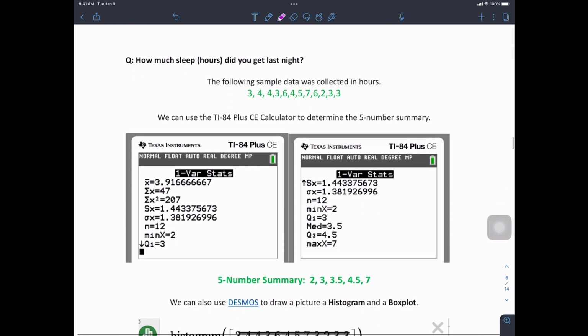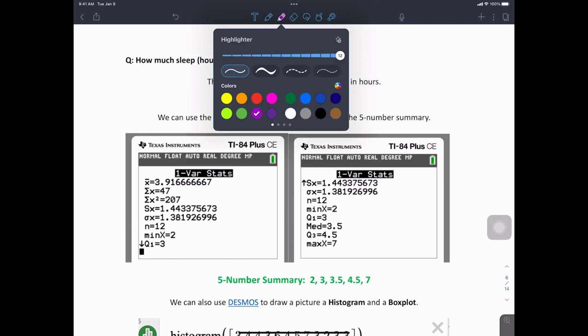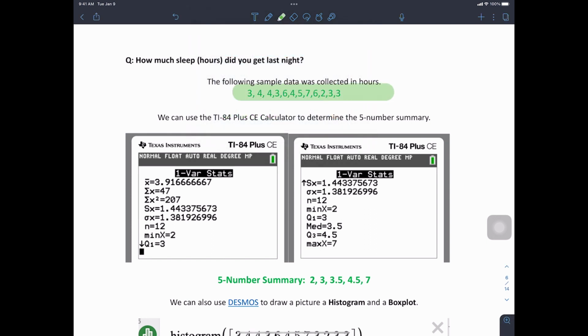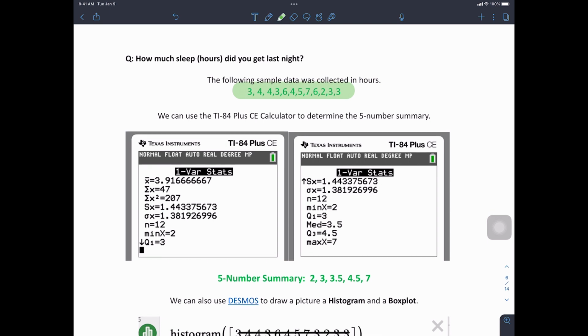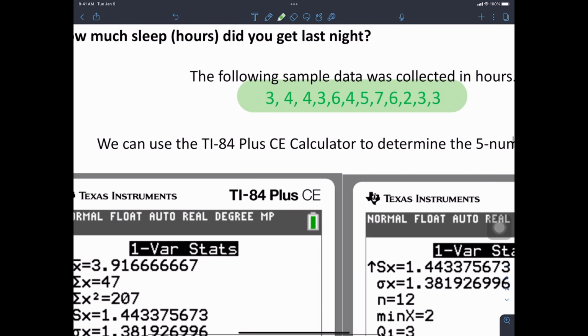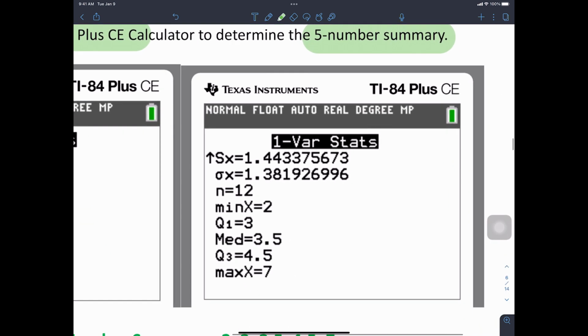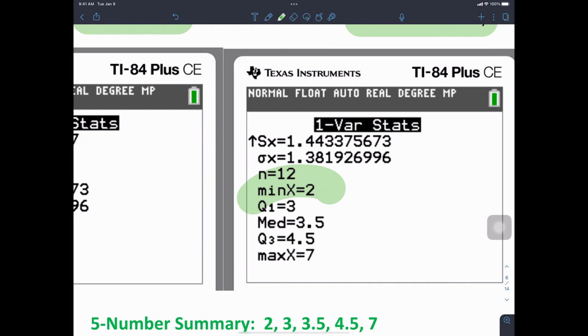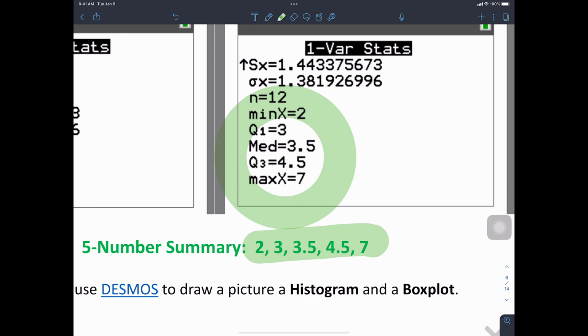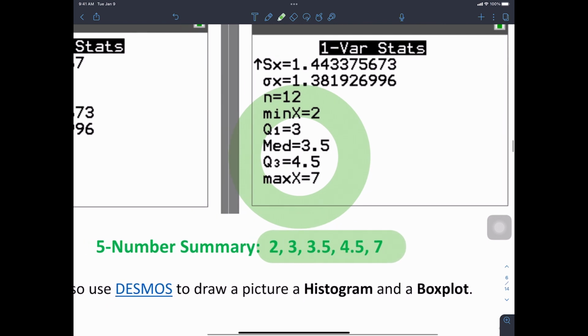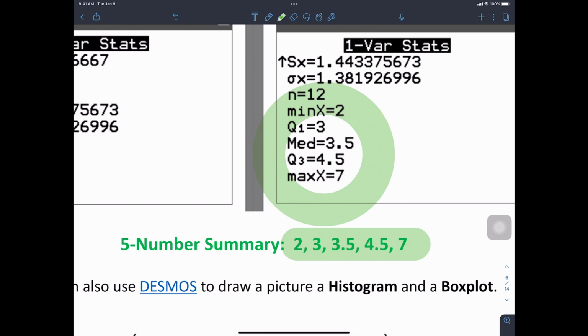All righty. Now we have what? What is this? The green data. How much sleep did you get last night? Hopefully some. Here's the data in green. Use the TI-84 calculator to determine the 5-number summary. Okay, here we go. Here's the 5-number summary: 2, 3, 3.5, 4.5, and 7. I put it down here as well. All in the TI calculator.